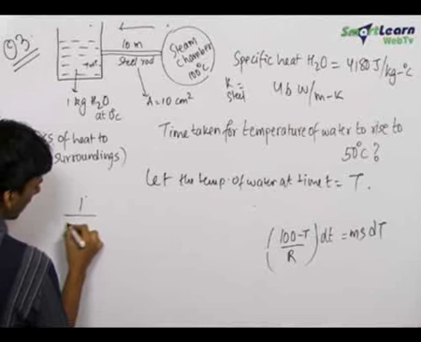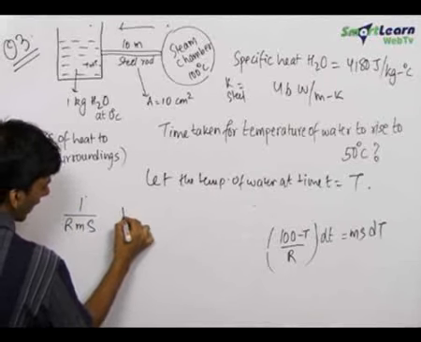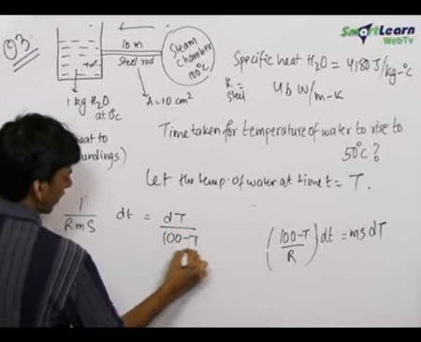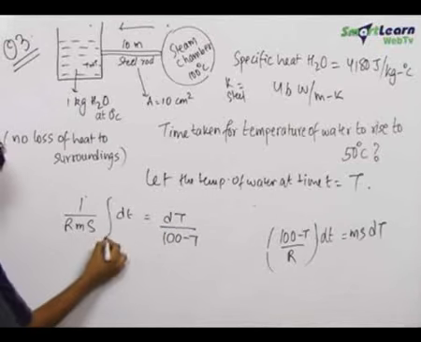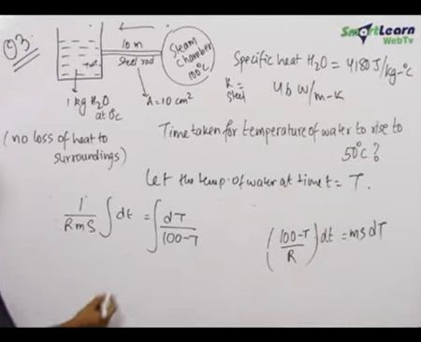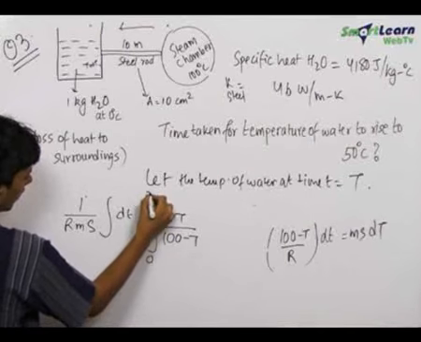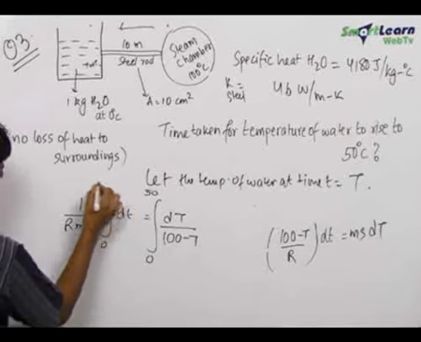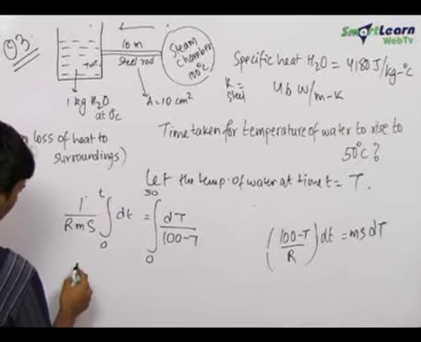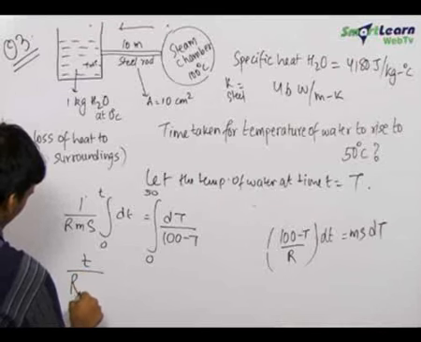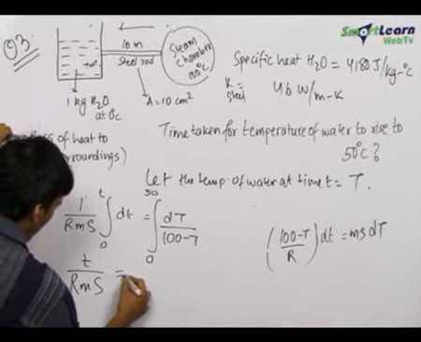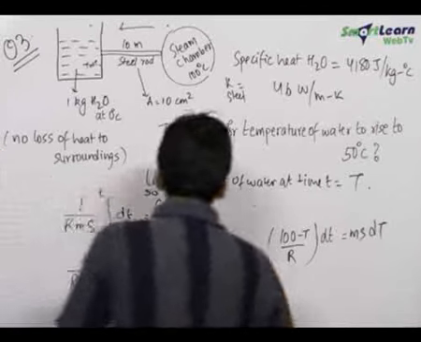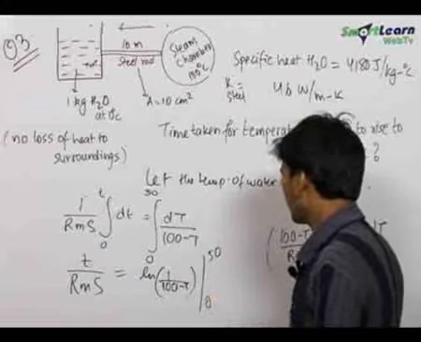Now this can be written as 1 upon RmS into dt is equal to dT upon 100 minus T. This is small dt, this is capital dT. We integrate both of these. The temperature rises from 0 degrees Celsius to 50 degrees Celsius and the time taken is 0 to t. Therefore we can write t upon RmS is equal to ln of 1 upon 100 minus T, and the limits are 0 to 50.